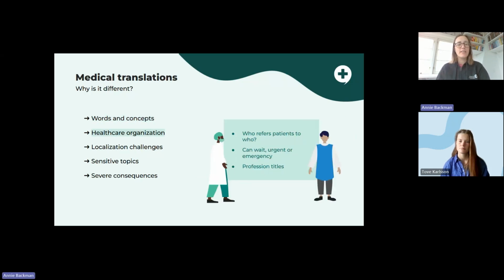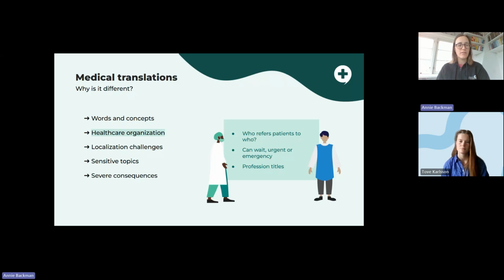And also the healthcare organization. There are a lot of specific words and names and abbreviations within healthcare organization, and words that apply to different professions or organizational units of healthcare. And it is a very good experience if you've worked or are still working in healthcare to understand the material that should be translated. And also the different levels of urgency in healthcare, the different healthcare needs.